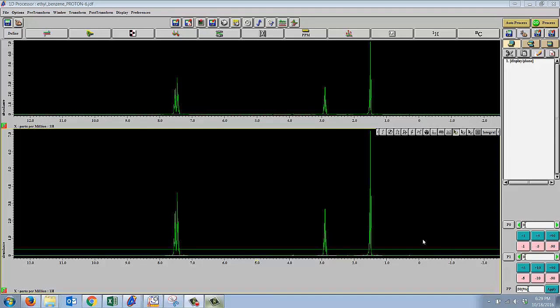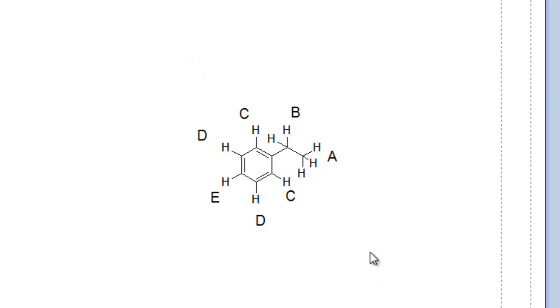So this is the proton NMR for ethylbenzene, and we've looked at the carbon NMR already and distinguished some of our information. So if we look at the proton NMR for our sample, we're going to match it up to the actual compound.